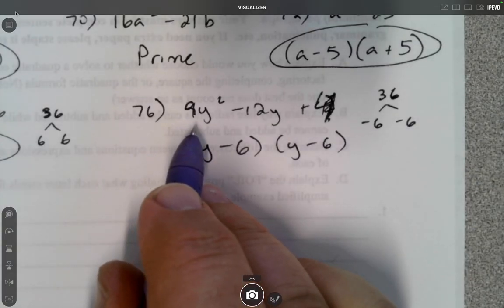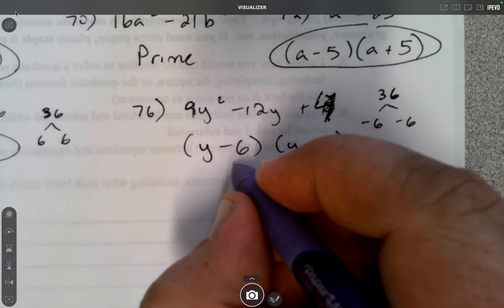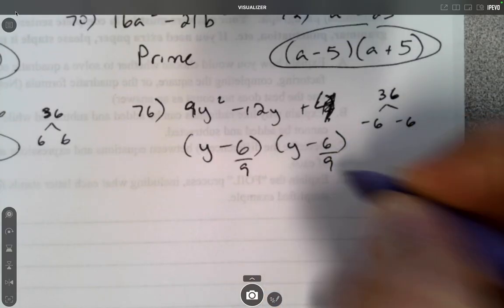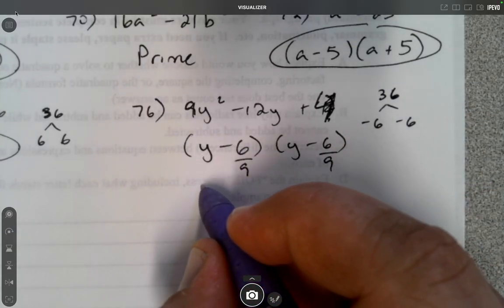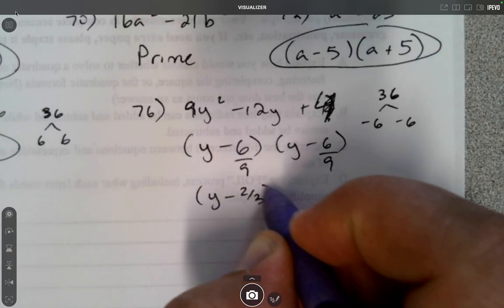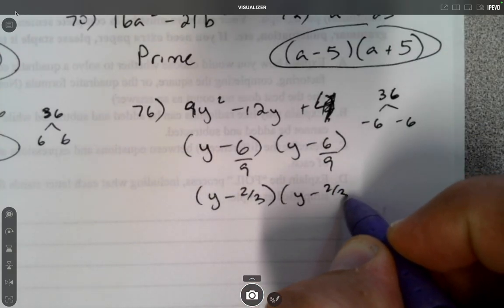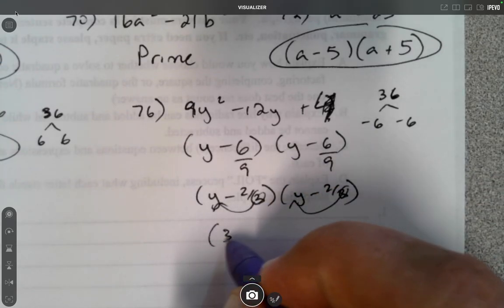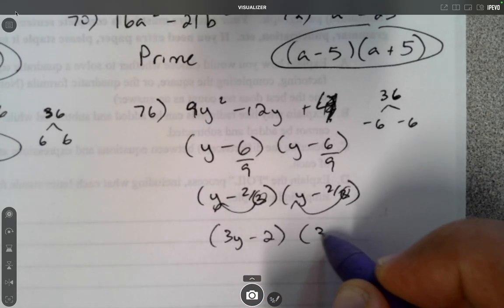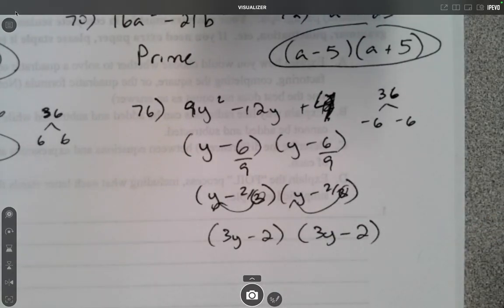But that 9 we tried to get rid of by combining it with a 4 now comes back and tries to divide and conquer us. But make sure you reduce this fraction before you do the bottoms up. So we change this to 2/3 first, then we move the bottoms up. You get 3y minus 2 times 3y minus 2.